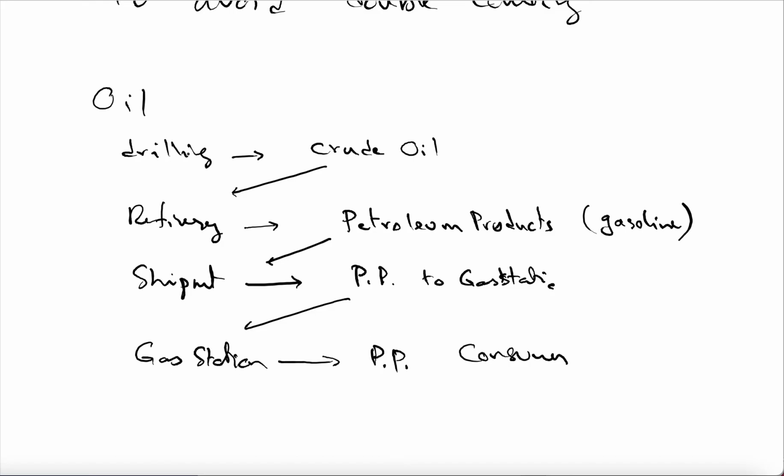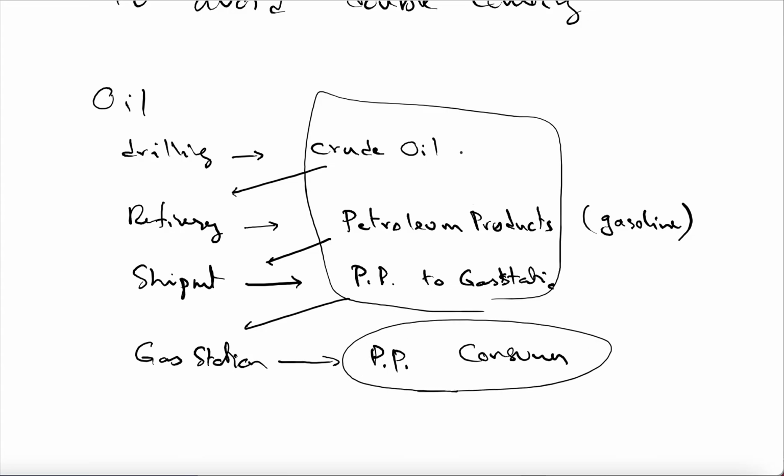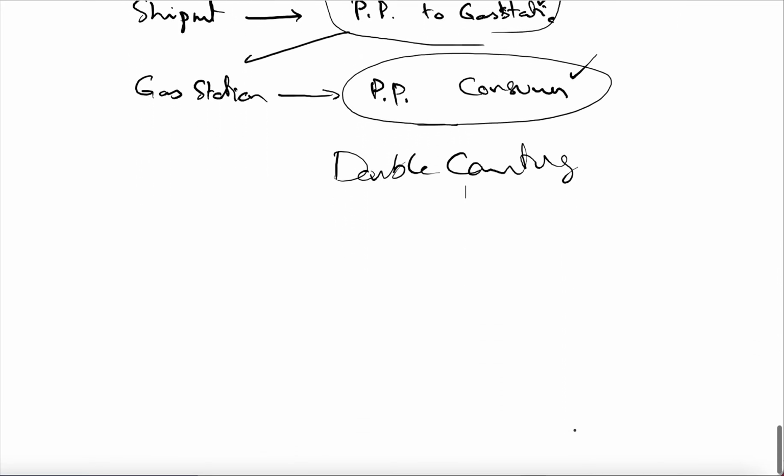We don't go to the oil well and say, give me my gasoline, because they are producing crude oil. Crude oil needs to be processed by the refineries, then shipped to the gas station, and all of these are intermediate, and this is the final one. If we value this plus this plus this plus this, we are double counting. Double counting is not the correct way of measuring.